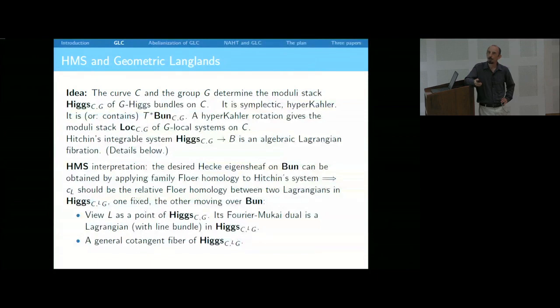So I'm trying to say it in a little more detail here. L, the local system, is a point of log, so I transform it to a point of Higgs by the hyperkähler rotation. Fourier-Mukai is a Lagrangian in Higgs, that's one, and then there's the other family of Lagrangians coming from the cotangent fibers, and I take their intersection.